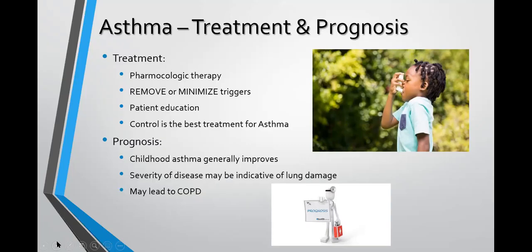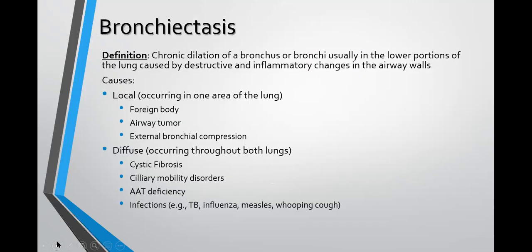All right? Prognosis. Childhood asthma usually improves with age. Okay? A lot of people say, oh, I had asthma when I was little, I grew out of it, right? A lot of people grow out of it. Right? Severity of disease may be indicative of lung damage. You can damage your lung and lead to what? COPD. So asthma alone is not necessarily COPD, but asthma in conjunction with maybe chronic bronchitis, right, is COPD. Chronic lung diseases, right? Chronic, all the time, right? All the time.